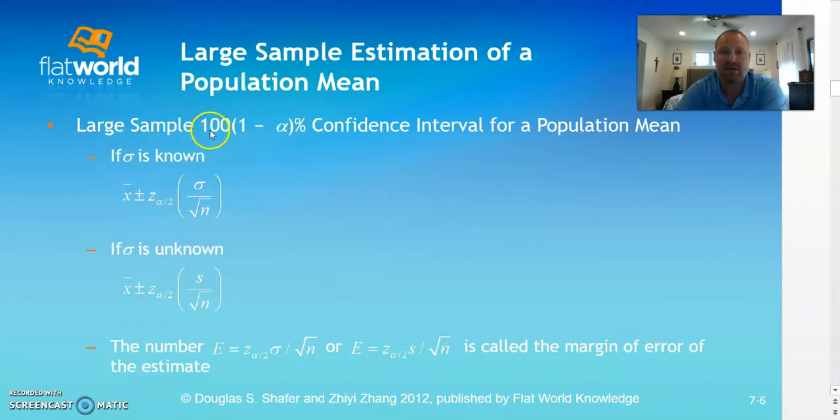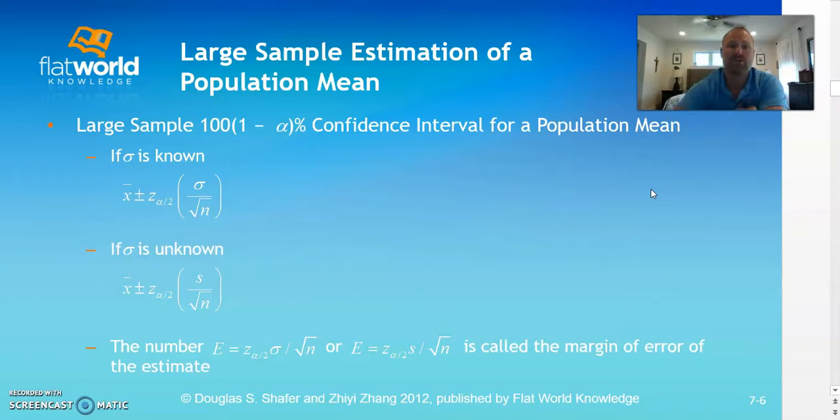So basically for a large sample, and we know what it means for something to be a large sample, anything where your sample size is greater than or equal to 30 would be considered a large sample. So large sample, 100 times 1 minus alpha. And we're going to talk about what alpha is, but basically alpha happens to be the tail ends of a bell curve, all right? Confidence interval for a population mean.